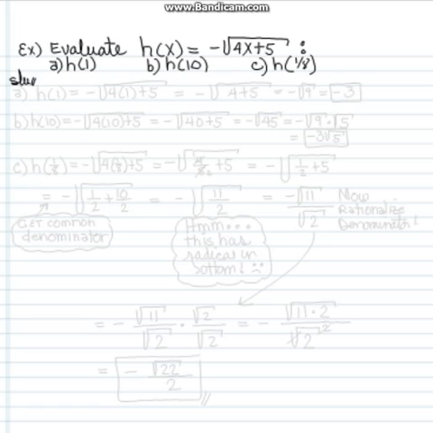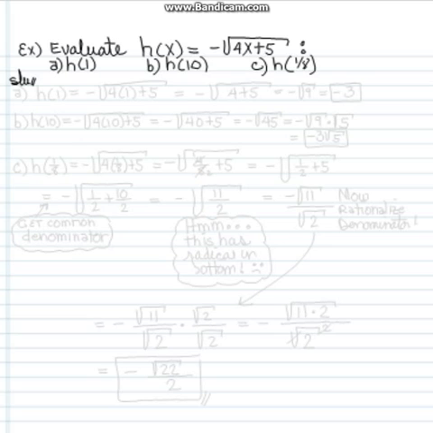Let's evaluate some square roots here. We have h of x equals negative square root of 4x plus 5, and we're asked to evaluate h of 1, h of 10, and h of 1/8. So they're asking us to find the y partner when x equals each of these numbers, and we do it the same way we always have.